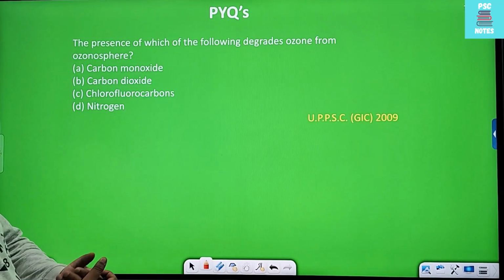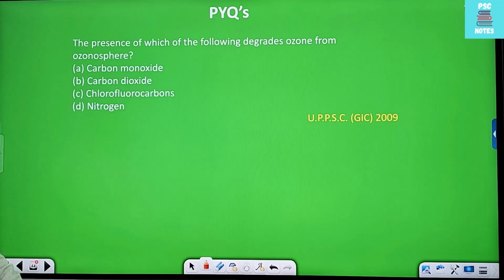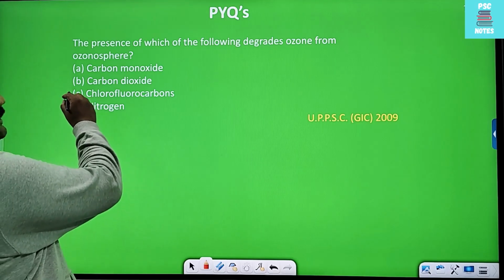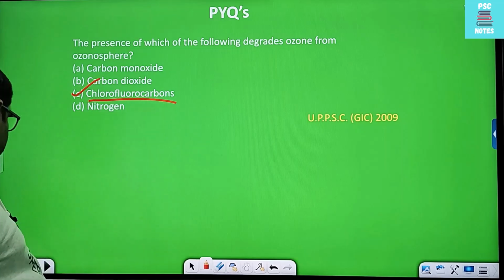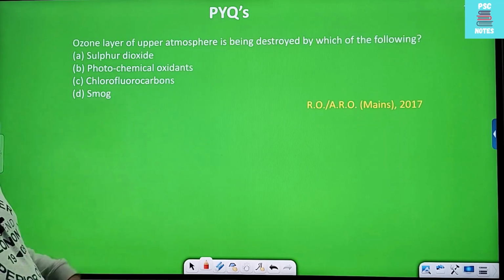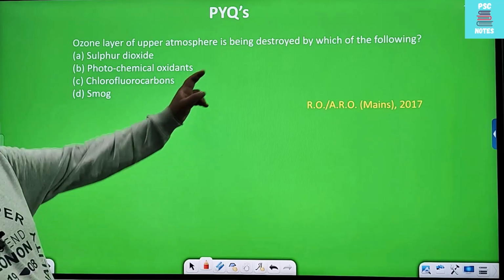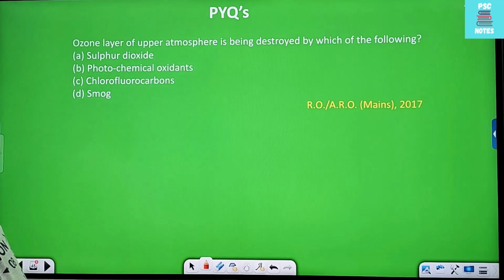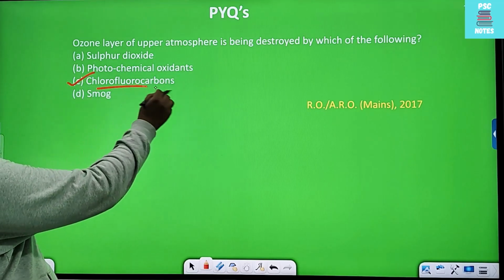Now presence of which of the following degrade ozone from ozonosphere? See, ozonosphere is stratosphere here, so which is chlorofluorocarbons. Ozone layer of upper atmosphere is being destroyed by which of the following? So it is chlorofluorocarbon.